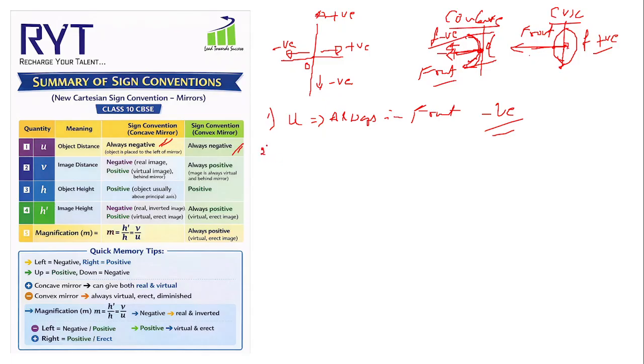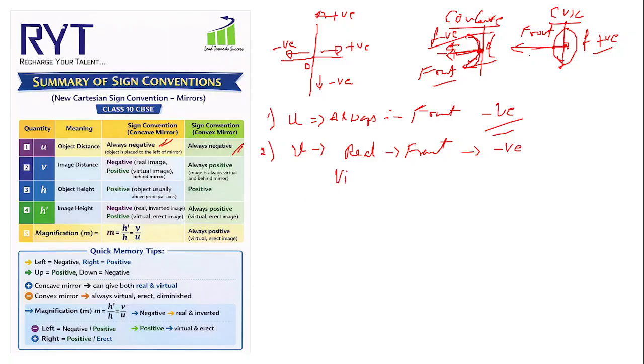Fine. So let's go to the next one, V. V is called the image distance. Now we know that there are two types of image. One is real inverted, another is virtual erect. Real image means in front of the mirror. What is a real image? Real means in front of the mirror. Since it is in front of the mirror, image distance is always going to be negative for a real image.